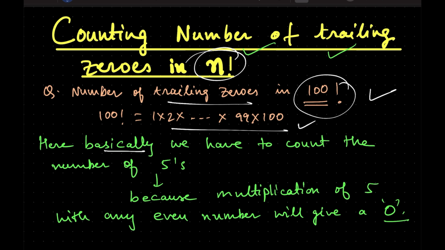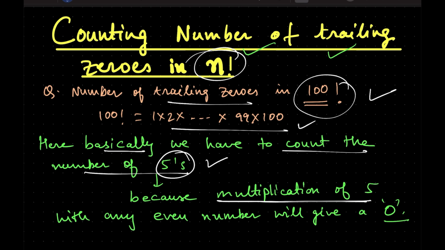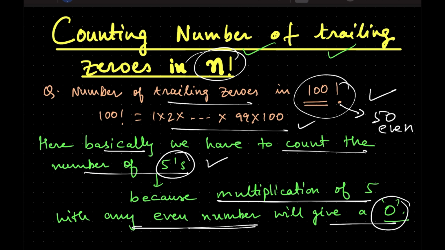So here what we basically do is we count the number of 5s. Why? Because the multiplication of 5 with any even number will give you 0, and we know that in 100 factorial we will get at least 50 even numbers. So there is no shortage of even numbers. So you just need to find the multiples of 5 and you will get the number of trailing zeros.